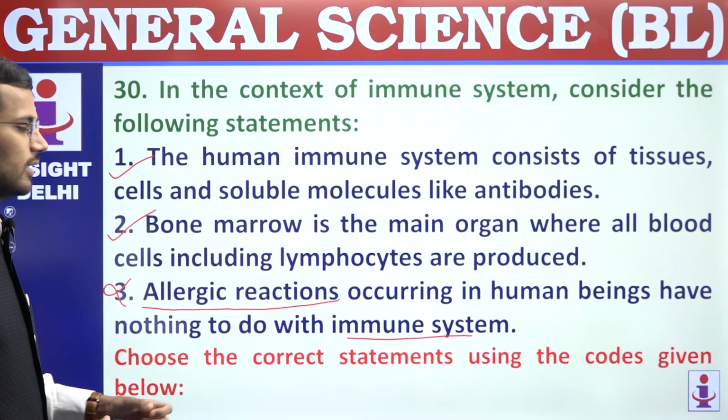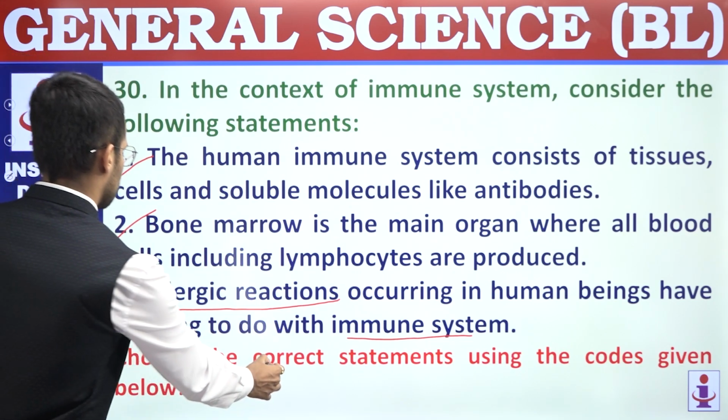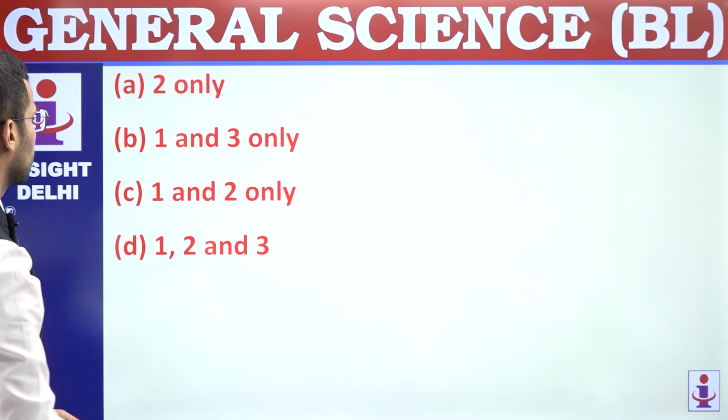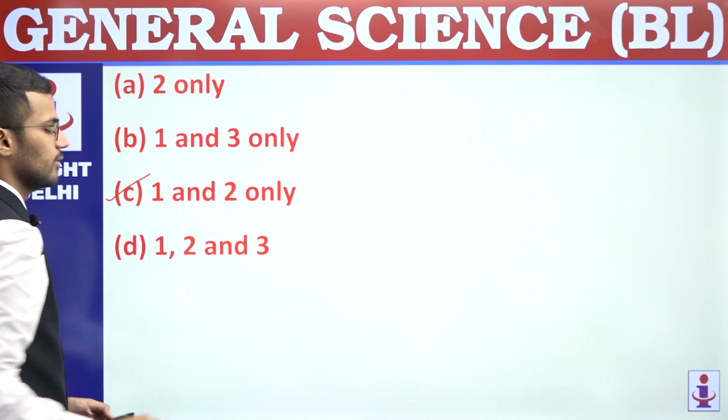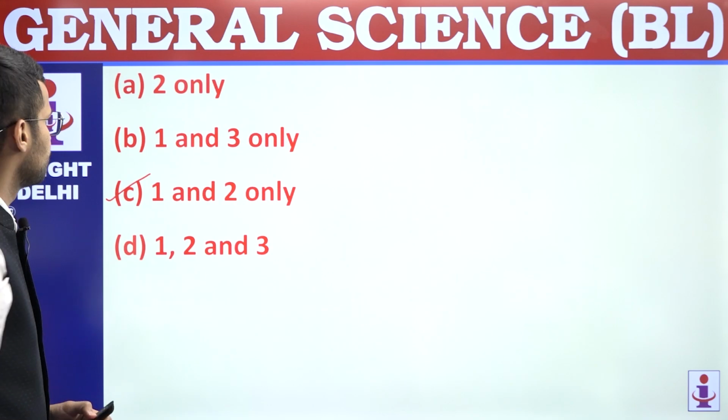So third statement is incorrect statement. We are supposed to find out correct statements. So first and second are correct, hence answer is C. Question number 30, answer is C, 1 and 2 only.